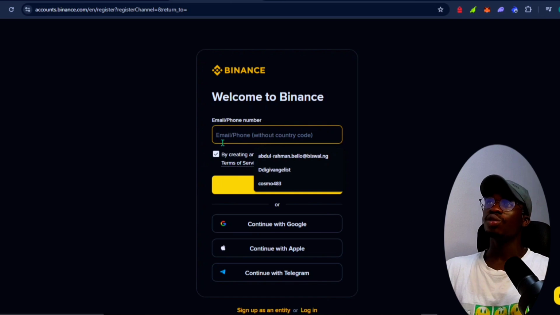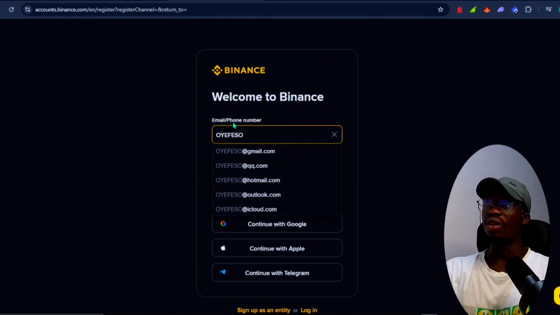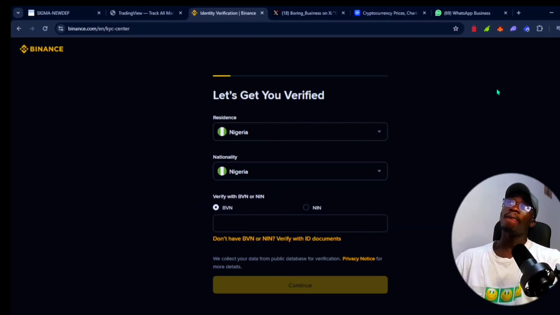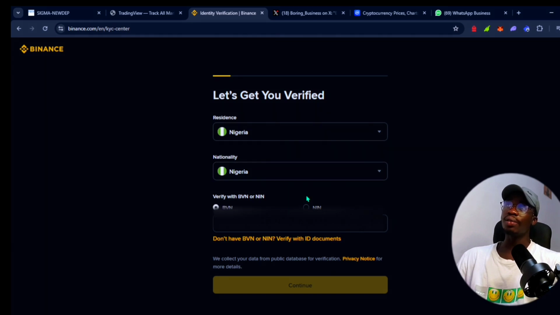So now you can either choose to sign up with your phone number or your email, which I'd mostly advise you sign up with your email. Then you go in and input your email. After you've registered your mail, a verification code will be sent to your email, and you input the verification code. You are going to be brought to this particular page, and this is the page where you need to get yourself verified as a proper user of Binance.